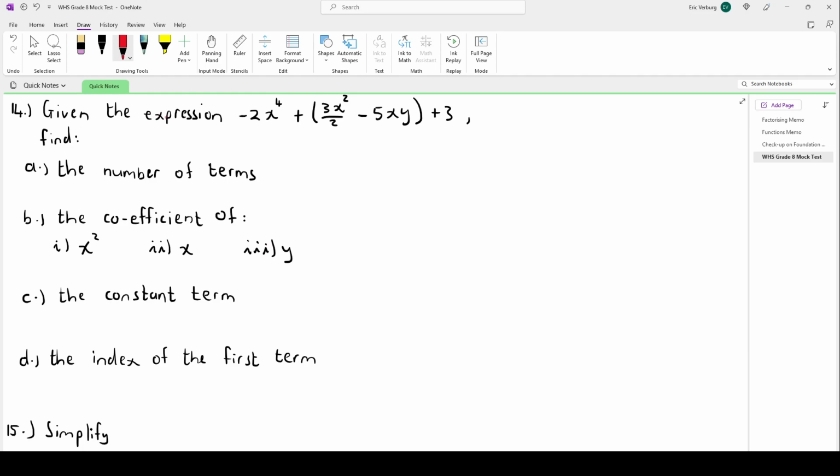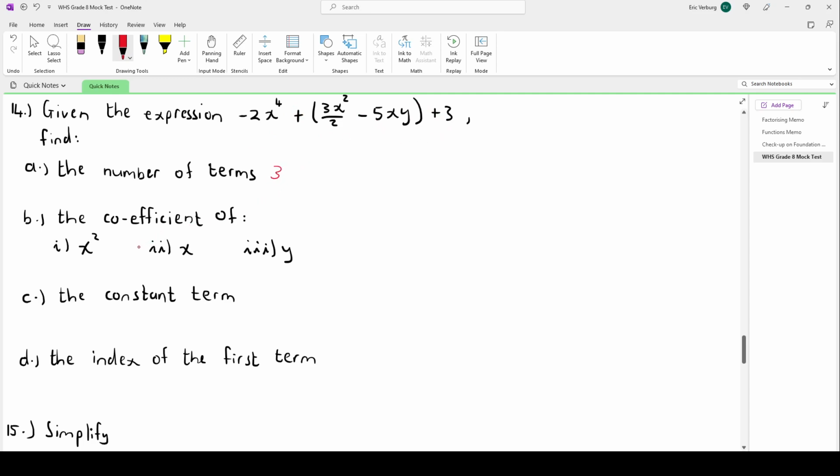Question 14. So given this expression, find the number of terms. Okay, so terms are separated by a plus or a minus, and terms are combined with brackets. So we've got 1 term, 2 terms, 3 terms. Right? Notice the pluses separate the terms. If there weren't brackets in here, this would also separate these 2 terms. But since they're in brackets, they're combined into a single term. Okay, so we have 1, 2, 3 terms.